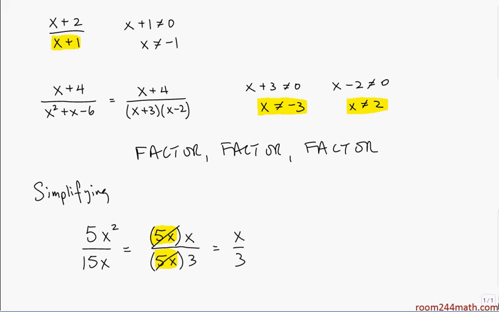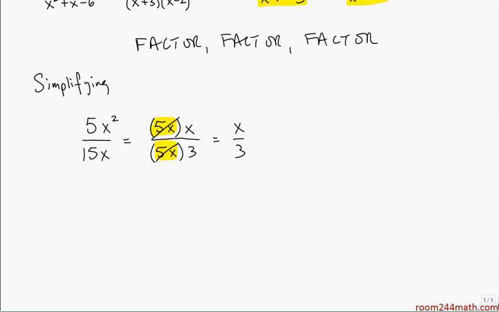So we started with 5x squared over 15x, and we're claiming that that's equal to x over 3, but we have to be a little bit careful here. When you make this sort of claim, where you have an expression with a variable, and you're claiming it's equal to another expression with a variable, what you're really saying implicitly is that this is true for all values of x. But in fact, it's not. We can try a couple of values and find out what happens.